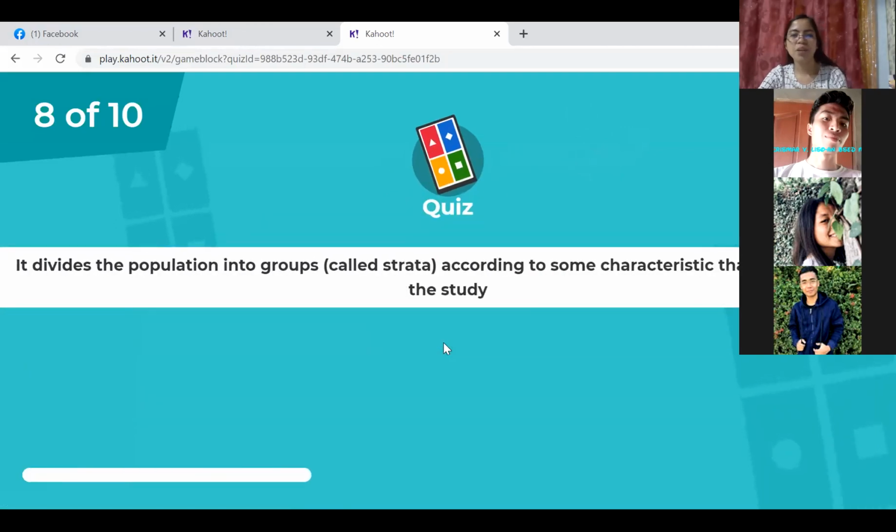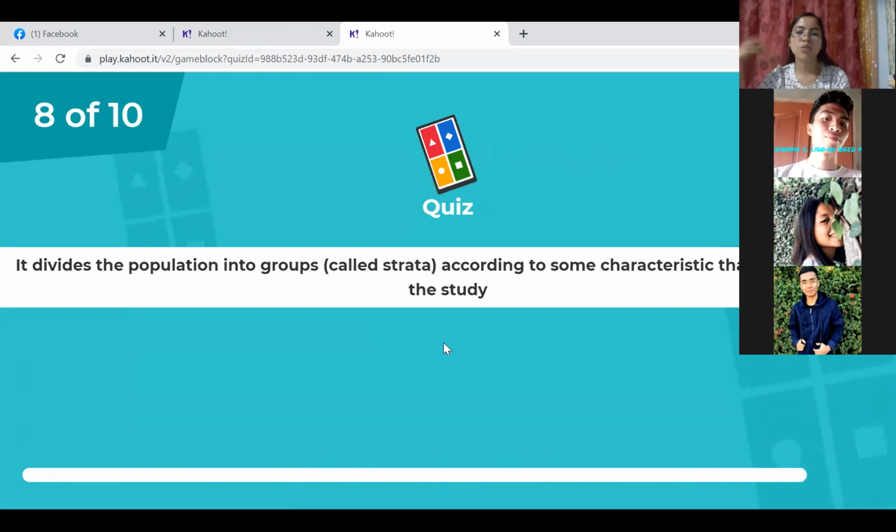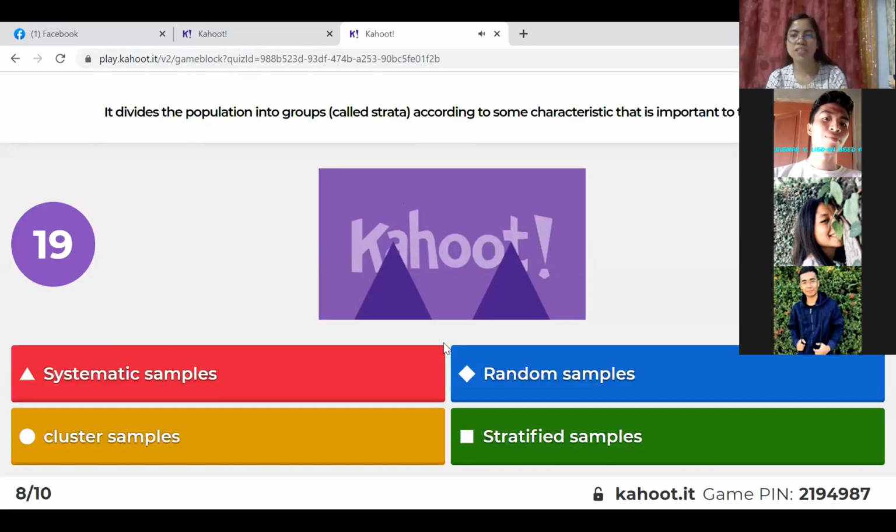It divides the population into groups according to some characteristics that is important to study. May strata siya. How do you call that? Red, systematic samples. Blue, random samples. Yellow, cluster samples. Green is stratified samples. May strata.